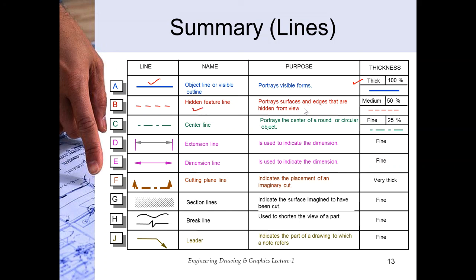and edges that are hidden from a view. Basically, if you have a projection and there are some edges that are hidden from that projection, then we use the hidden feature line. The thickness reduces from 100% to 50%, and the thickness is medium.